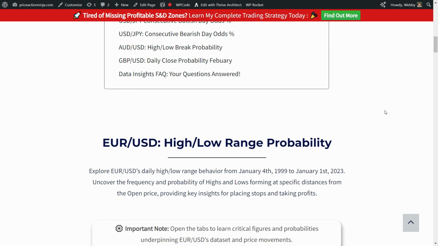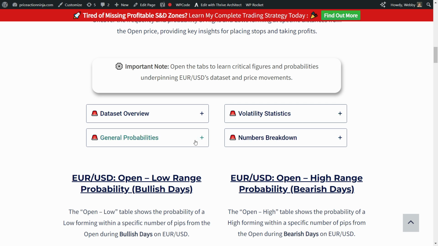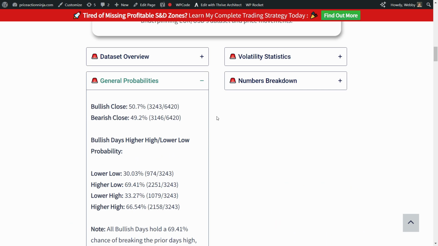That's easy. Just scroll down to the General Probabilities tab and you'll find the numbers right there. For Euro USD, the odds of a daily bullish close are a pretty typical 50.7%, while the chances of a bearish close are slightly lower at 49.2%. And that's from 25 years of daily Euro USD price data as well, from 1999, which is when the euro was formed, all the way to August 2023. So, Euro USD has a nearly 50-50 chance of closing bullish or bearish on any given trading day.